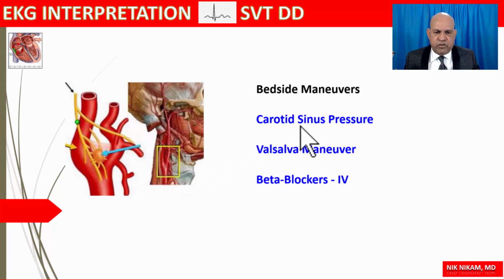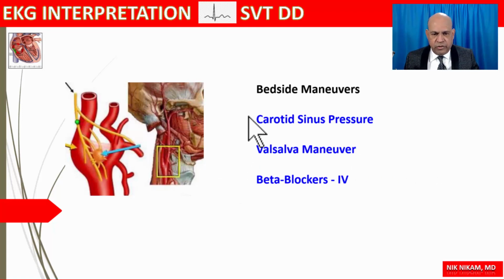Basically, the carotid sinus pressure slows the conduction through the AV node, thus revealing the atrial activity and helping us in identifying the mechanism of the supraventricular tachyarrhythmia. Valsalva maneuver also works in a similar manner. By straining, you are increasing the intrathoracic pressure, and that also leads to slowing of the ventricular response and unravels the mystery.